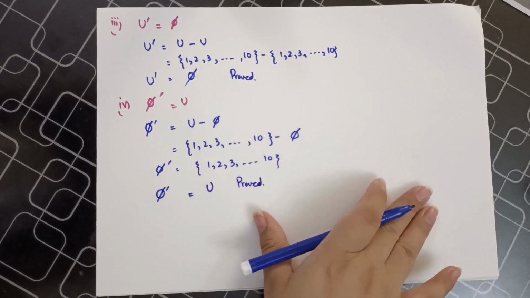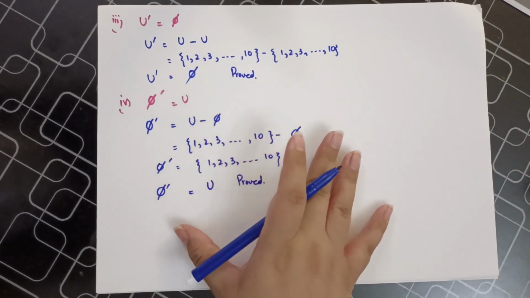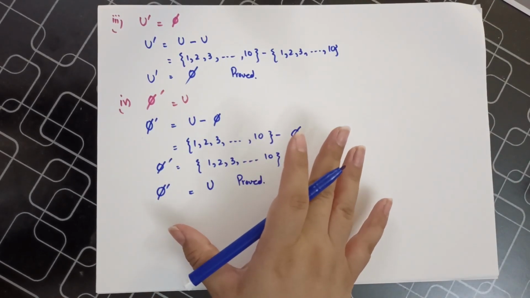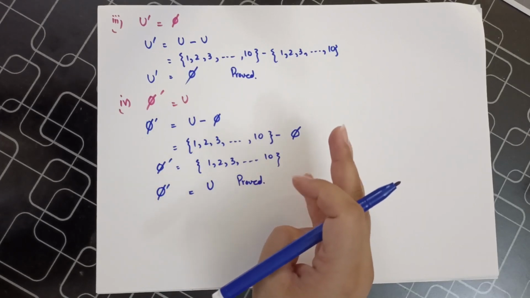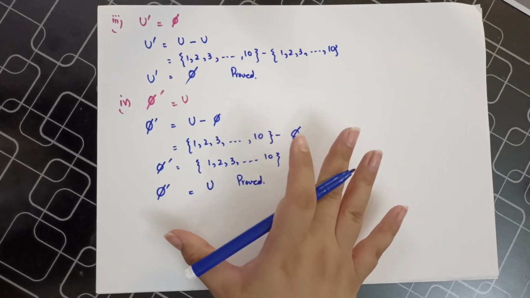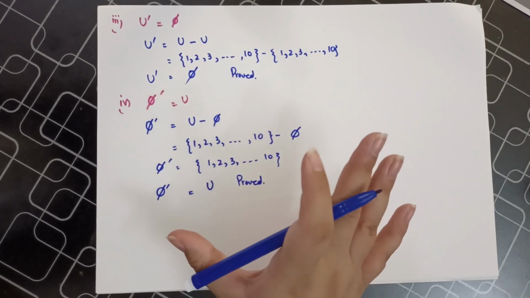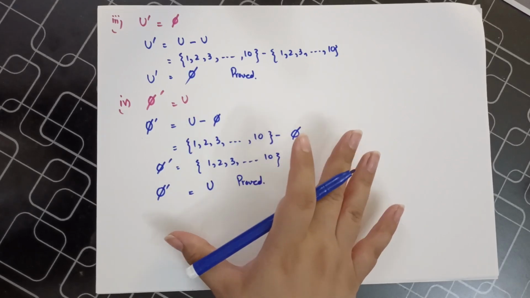Hence, proved. So, I have discussed all the properties that are associated with the four operations on sets, that is union, intersection, difference, and complement, with the help of examples. I hope you have understood these very well. So, this was my today's lecture. I hope you understand it well.